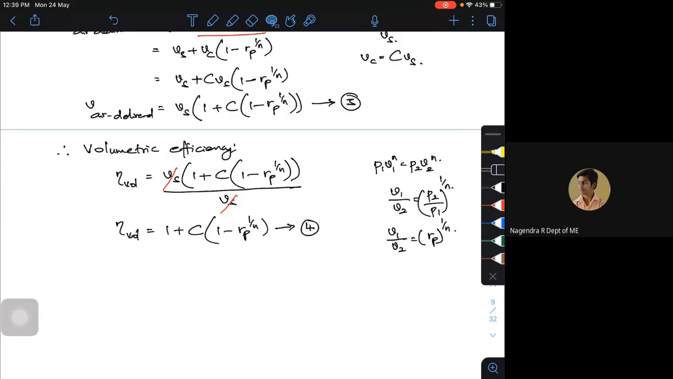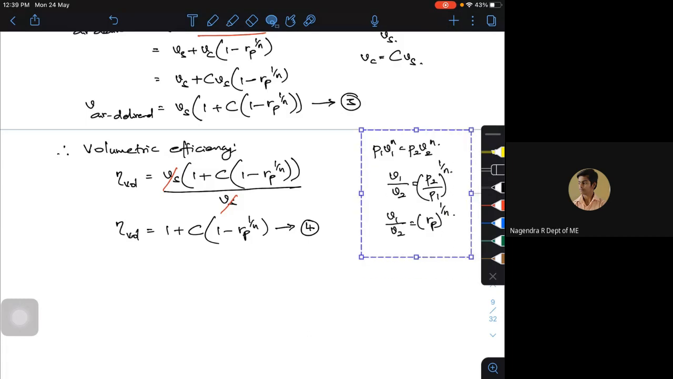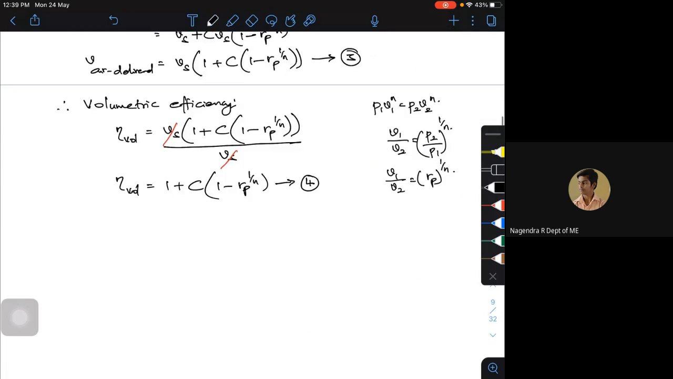So I can replace the pressure ratio P2 by P1 in terms of volume. The same expression I can write as the volumetric efficiency is equal to 1 plus C into 1 minus V1 by V2. I can write it in terms of the pressure ratio, P2 by P1, or in terms of the volume ratio, V1 by V2. Both are correct, whichever way you want, you can write it. So this is the expression for your volumetric efficiency.